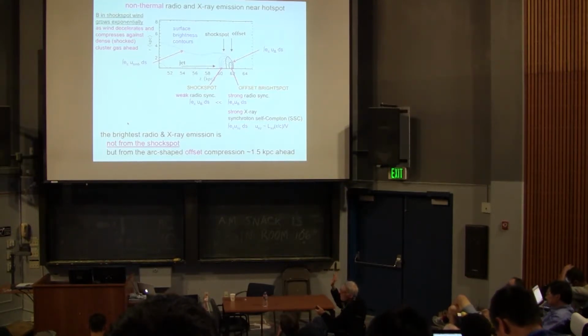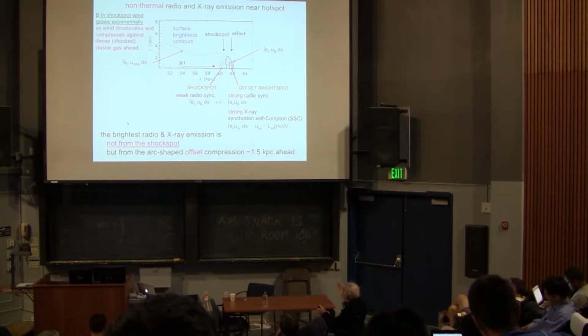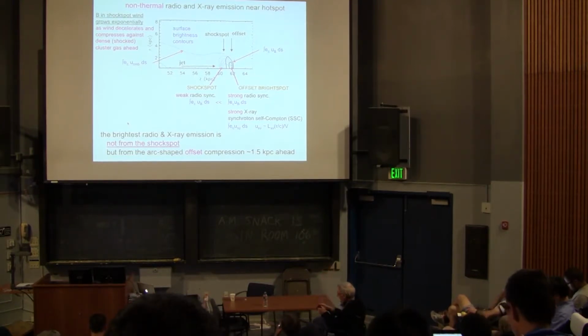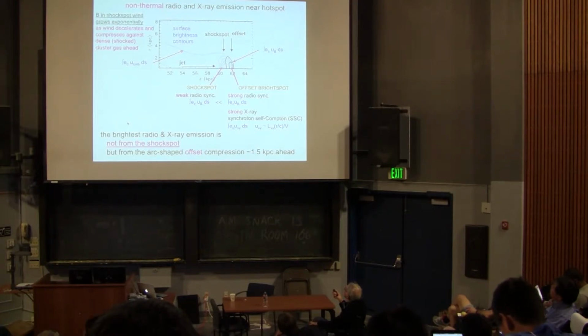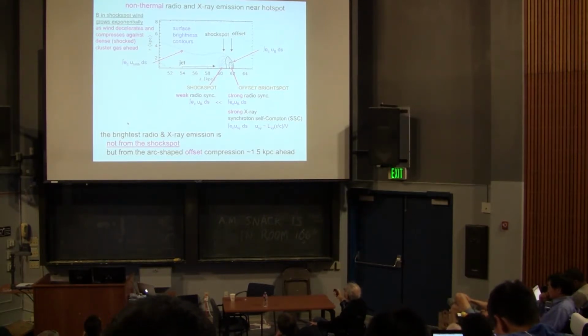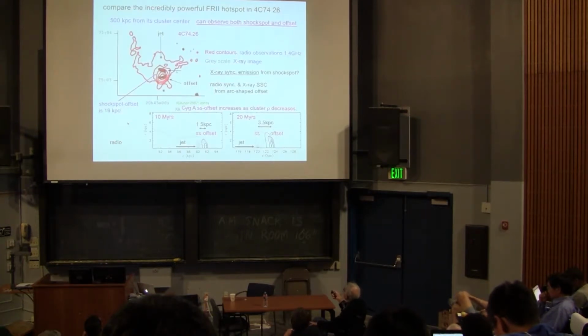And it compresses, the B field goes up, B squared goes way up, and so the emissivity for things like radio synchrotron emission and synchrotron self-Compton goes way up. So the hotspots are not the place where the jet is hitting the cluster gas. And yet there, the hottest place is clearly right behind the shock. So I've dropped the use of the term hotspot altogether. I use shock spot and offset or bright spot. Okay, so this offset is, in this case, about 1.5 kpc ahead.